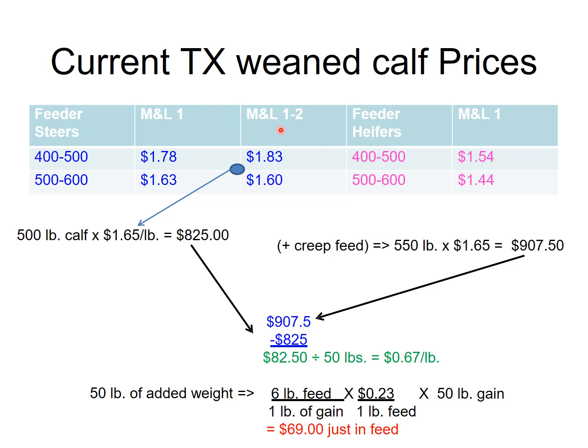You can see the medium and large number 1s, these calves brought a little bit more than these calves. They shouldn't have, but they did. And then these calves brought a little bit less, which is typical. And then you can see heifers are bringing less than steers.